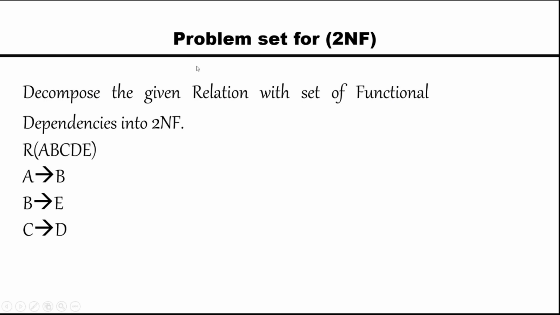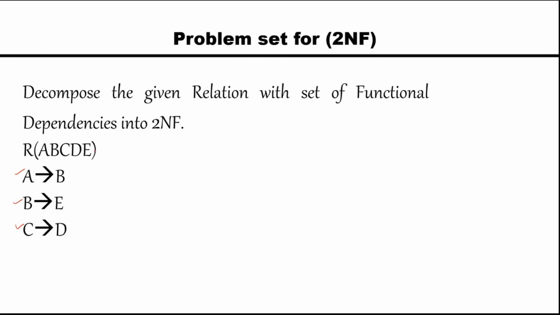Okay, students. So see the next set of problems. The same problem is there, but the relation is slightly more complex. In this case, you have a relation A, B, C, D, E, and the functional dependencies are A determining B, B determining E, and C determining D. And you have to decompose into 2NF, right?